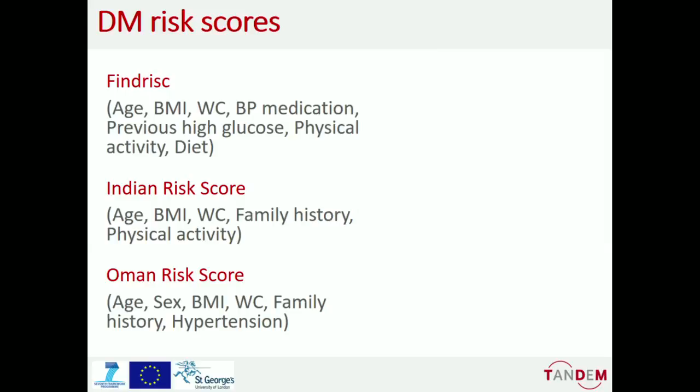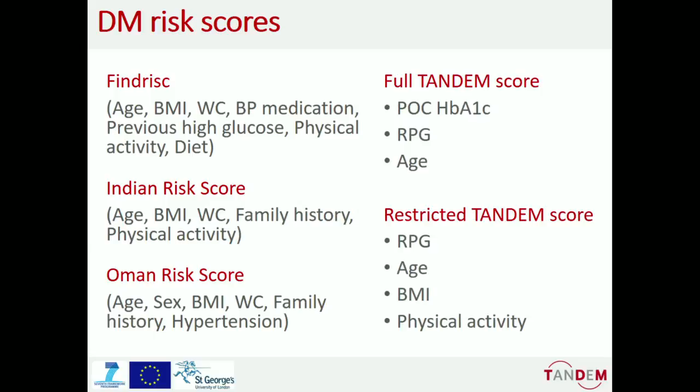We considered three currently published diabetes risk scores that are listed here, and we chose these based on a recent review of the subject, which suggested they have the highest diagnostic performance in validation studies. We also developed two further TANDEM risk scores, which aimed to maximize diagnostic accuracy by combining blood testing with anthropometric measures. Unfortunately, I don't have time to talk about how these scores were derived, except just to show the components that are included here.